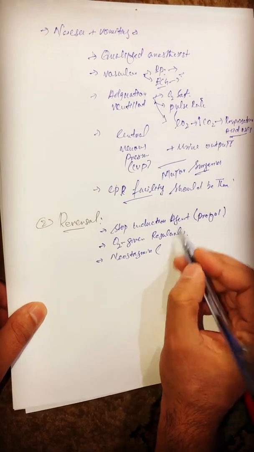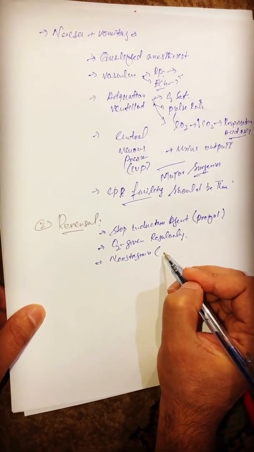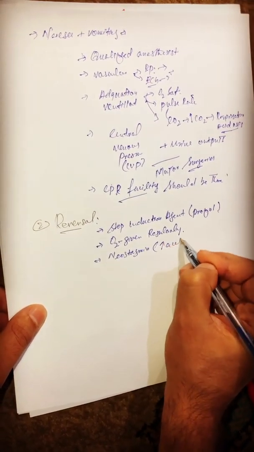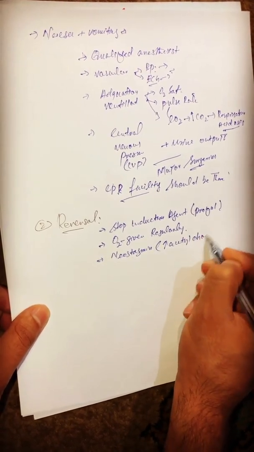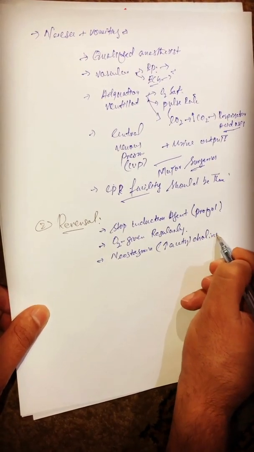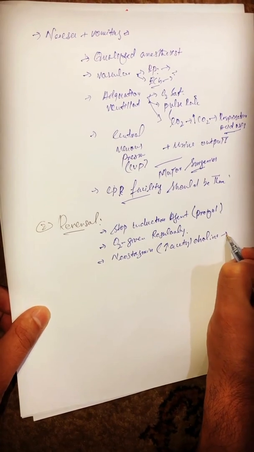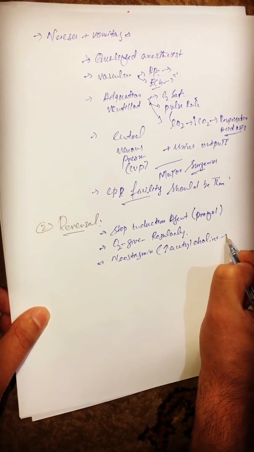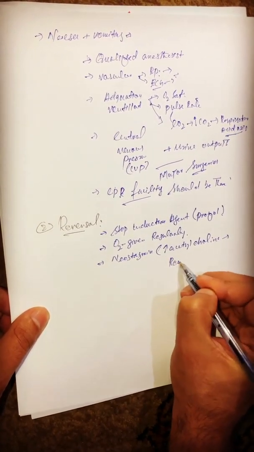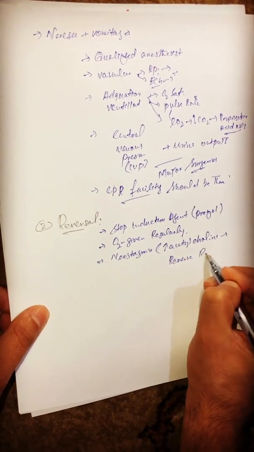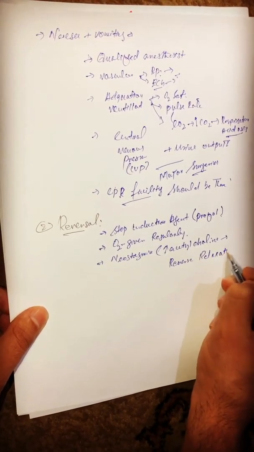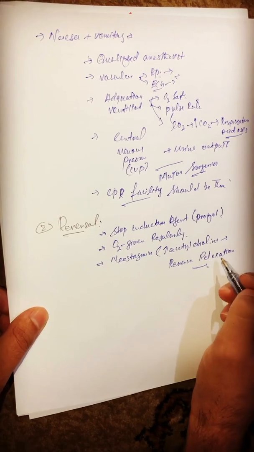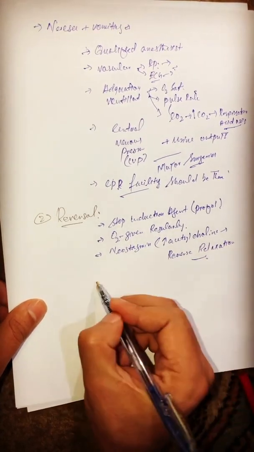This is an acetylcholinesterase inhibitor. What is the function of neostigmine? It increases acetylcholine. And what happens when acetylcholine increases? It will reverse the relaxation, meaning contraction of the muscles, because it is the recovery phase.